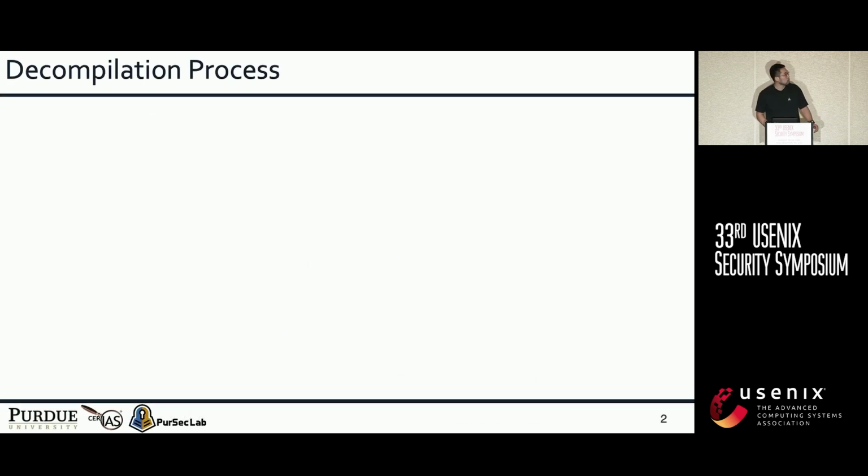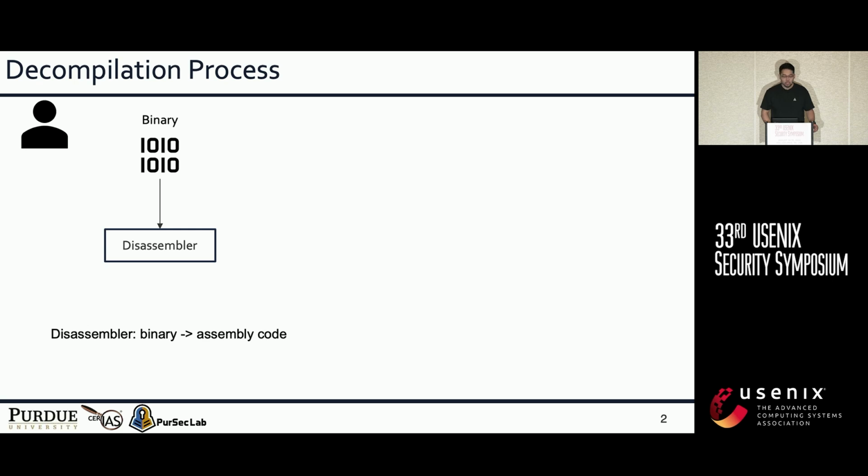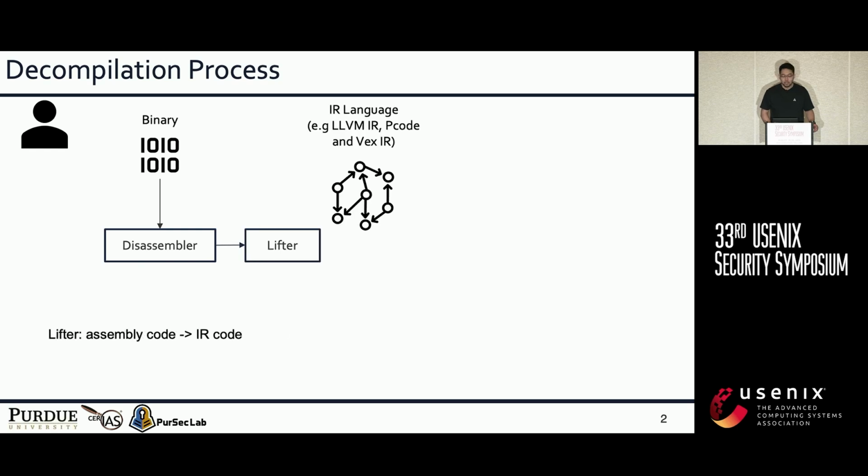Before talking about the framework, let's take a look at the decompilation process. The decompilation process can be basically divided into 4 parts. Given the binaries from the user, the disassembler will convert the binaries to the assembly code, and the assembly code will then be converted to IR by lifters. There are many IR languages. For example, LLVM-IR, P-code, which is used by Ghidra, VexIR, which is used by angr.